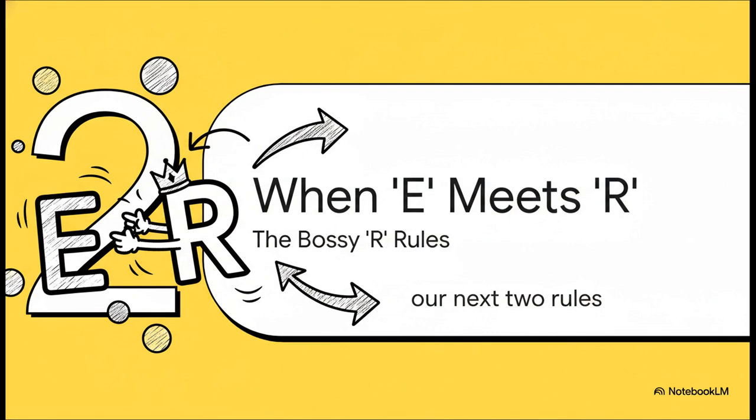All right, so you've got the 2 main sounds down. Feeling confident? Good, because now we're going to throw a wrench in the works. What happens when our friendly letter E is followed by an R? Well, let me tell you, R is what we call a bossy letter.